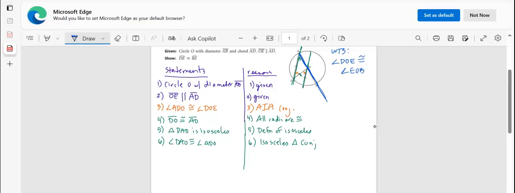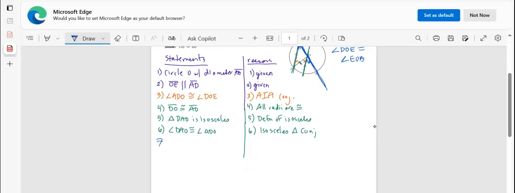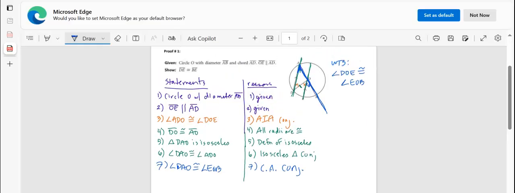And what you're going to notice is angle DAO and angle EOB, those are corresponding angles, okay? So that's going to be step 7. Angle DAO is congruent to angle EOB, and that is the corresponding angles conjecture. All right, can you see how we're almost there?